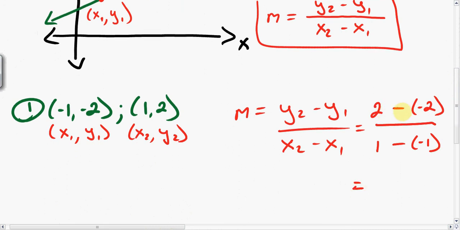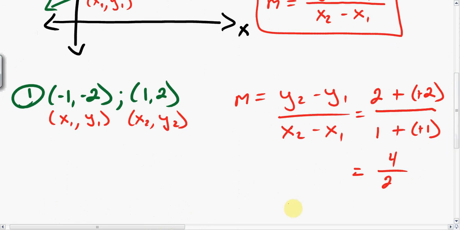So we can see we've got 2 minus -2. Minus a negative is like plus a positive, so 2 plus 2 is 4. 1 minus -1, minus a negative is plus a positive, so 1 plus 1 is 2. So in this case, we can see m equals 2. 4 divided by 2 is 2.